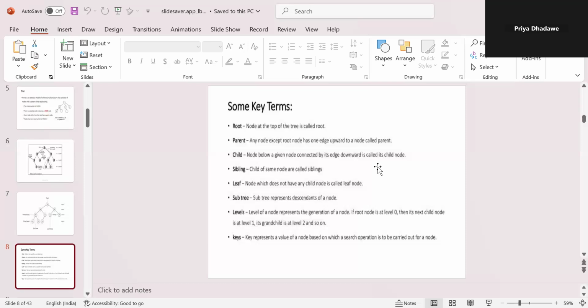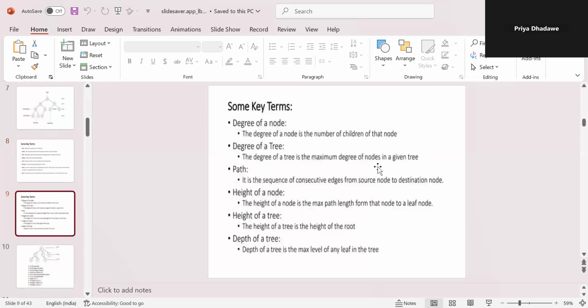Okay. Then keys. What are keys? Keys are used when we are searching a node in the tree. The value that the node holds is the key. So, so far in the example we have seen A, B, C. These are the values of the node, right? So those are the keys of a tree.